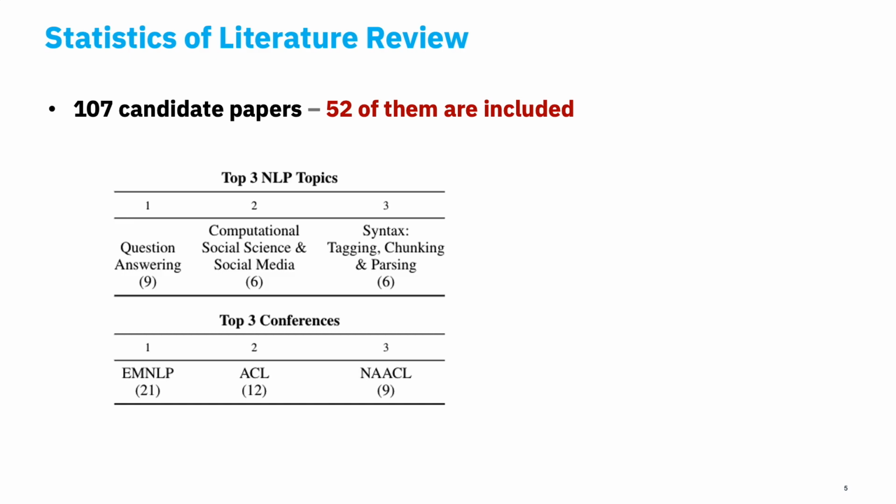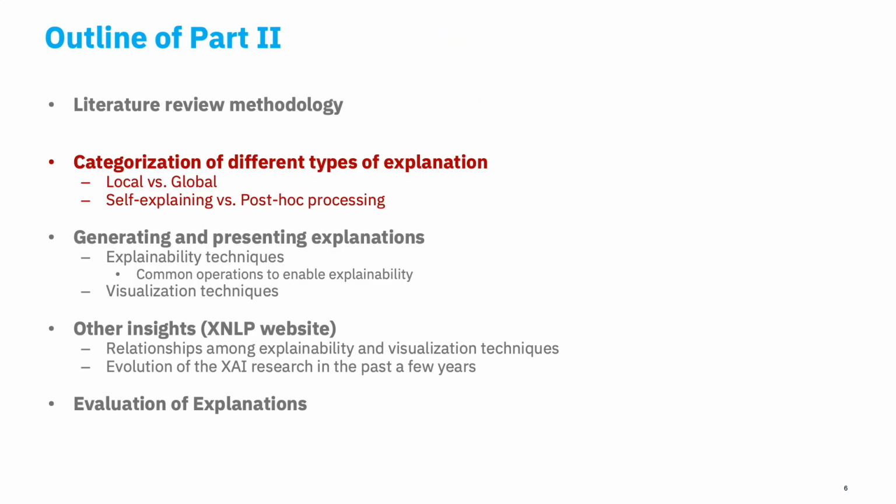Here we list the top 3 NLP topics of these 52 papers, where we can see that question answering is the most popular NLP topic studied, followed by computational social science, social media, and followed by syntax, tagging, chunking, and parsing. The top three conferences that have the most number of XAI works are EMNLP, ACL, and NAACL.